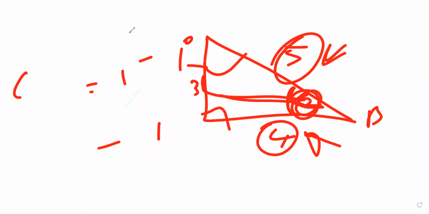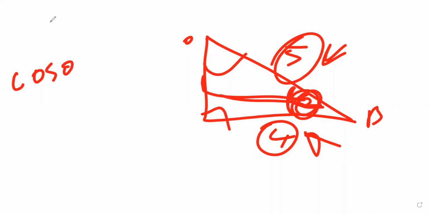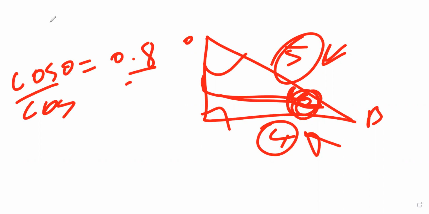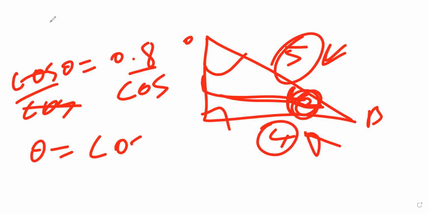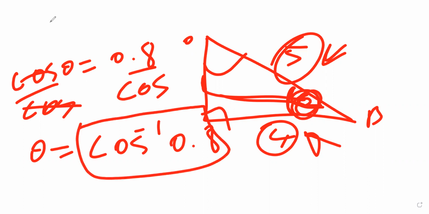When we do that, we realize that cos theta is equal to 0.8. So if I divide both sides by cos, that cancels that. We got the inverse function. And if you were to plug this in your calculator, you would have gotten 36.9 degrees. So you could have done that so many ways.